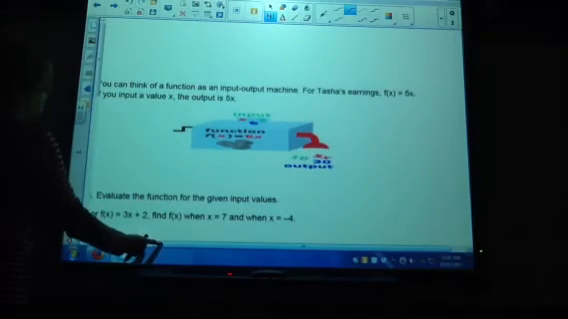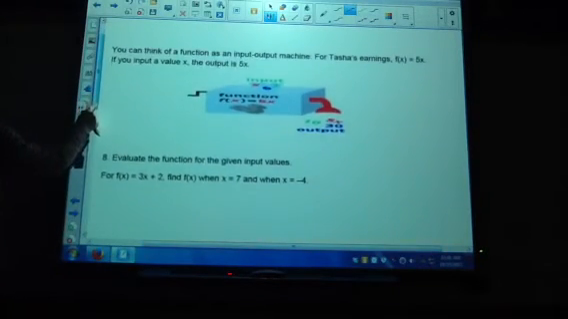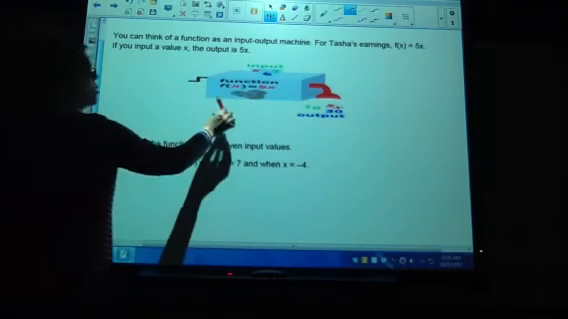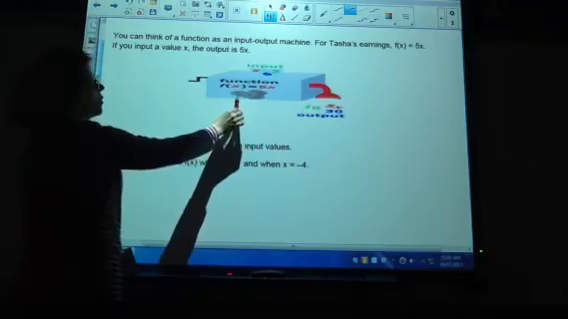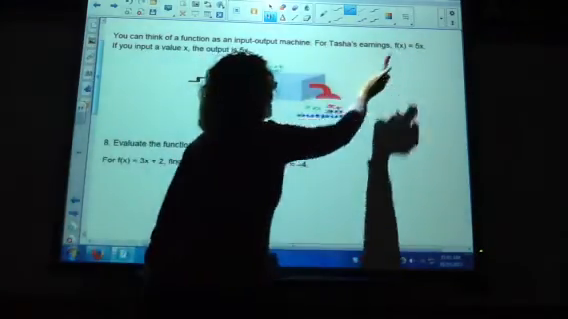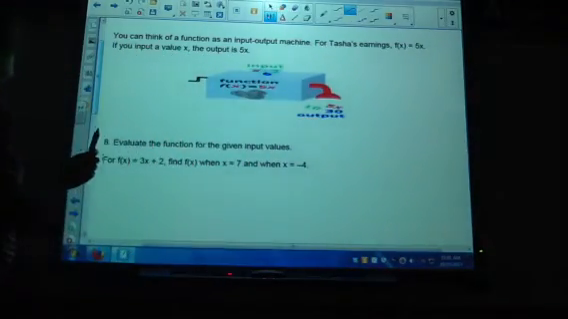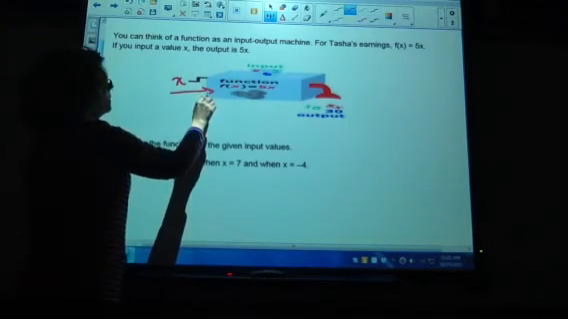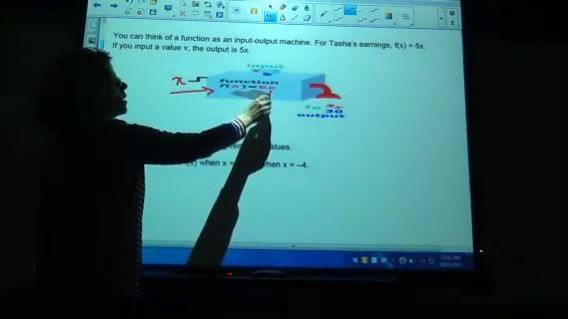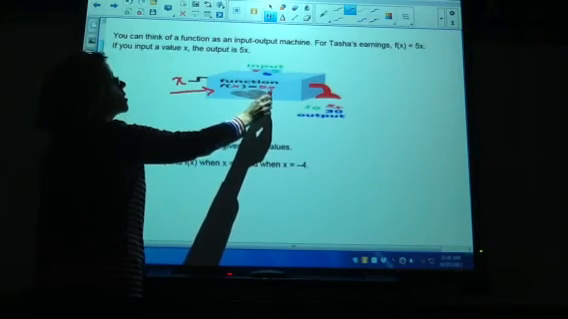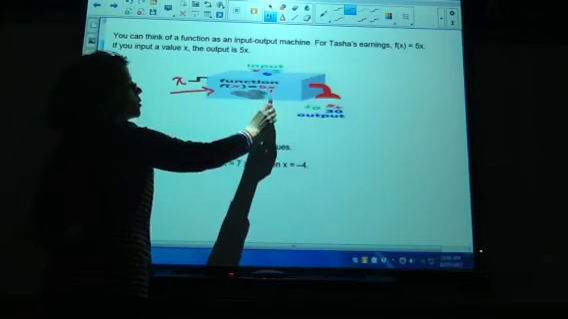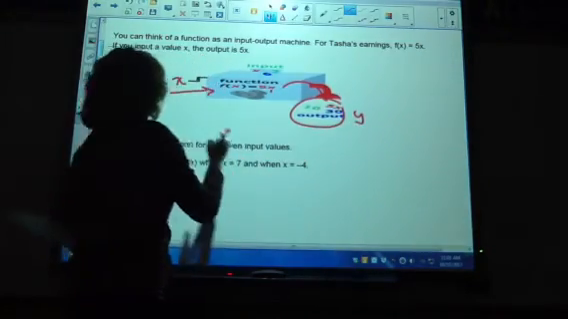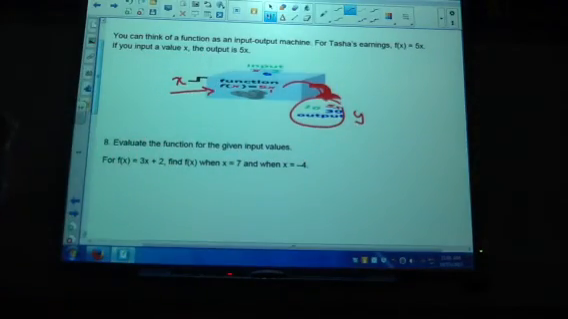And let's go ahead and talk about this little function here. You can think of a function as an input-output machine. Here's your machine, okay? For Tasha's earnings, f of x equals 5x. If you input x, so right here you input your x, and when you substitute the number in for x, your output comes out as your y value. Input x, output y. Just a good visual there.